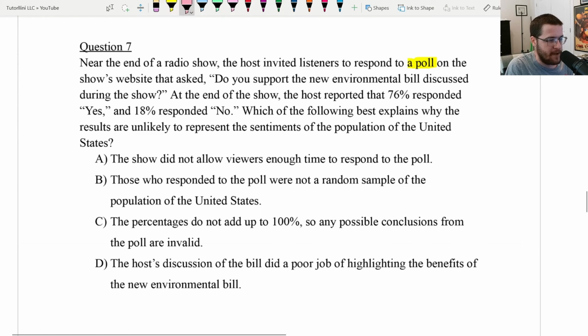And you see this big red flag. This jumps out, right? Host invited listeners. That's just a fancy roundabout way of saying they were volunteers. They volunteered to do the poll. That is really bad. The people who volunteer maybe have particularly good things to say about the show, or bad things to say about the show, or whatever was being discussed. Okay, and it's also asking them after the show, and it says that 76% responded yes, 18% responded no.